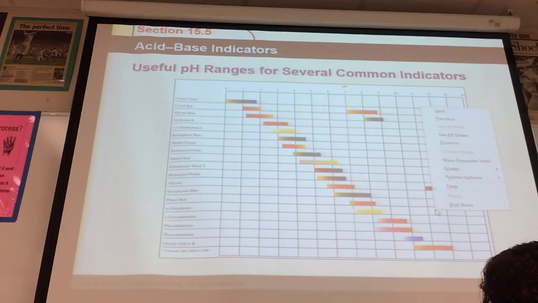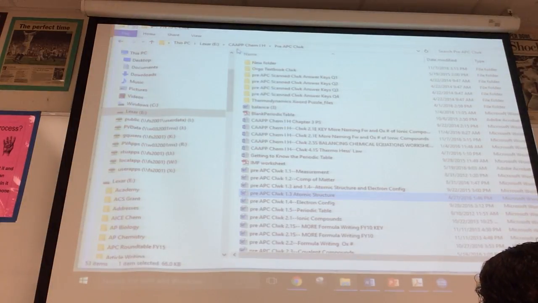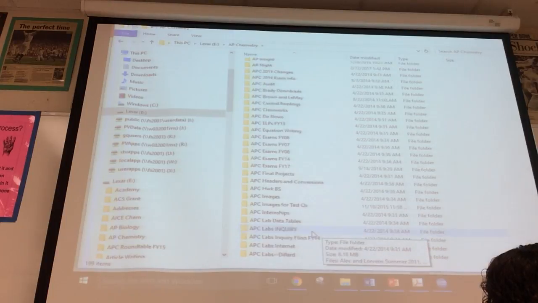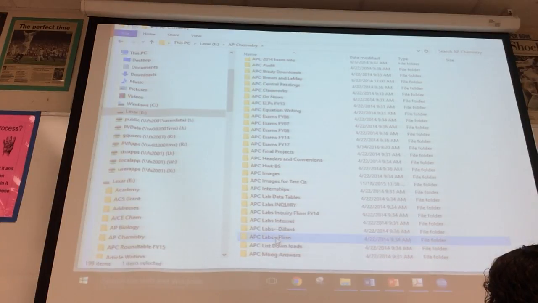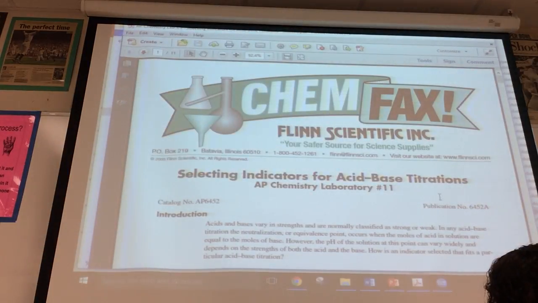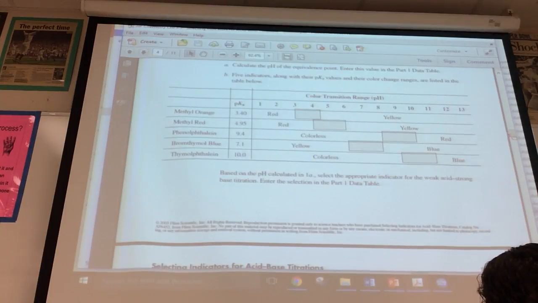And on your pre-lab, which you'll be taking a look at, you're going to see that they're going to ask you the same type of question. And be careful here, there's a lot of numbered labs. Your lab is 3.5, selecting indicators. There are some other labs that you can look at, but this is the one that I think works the best.